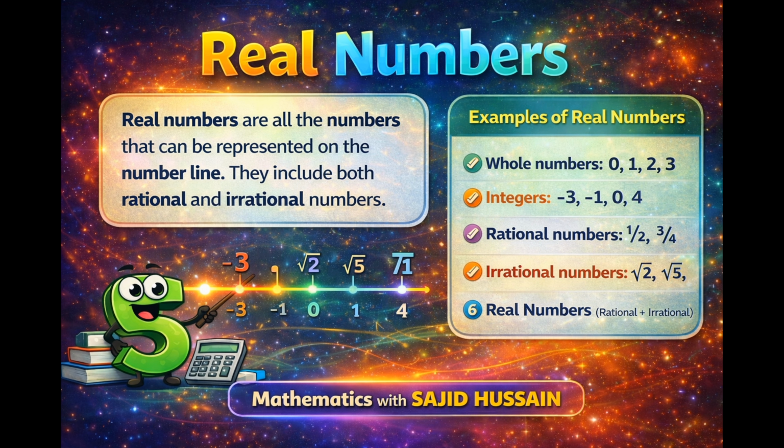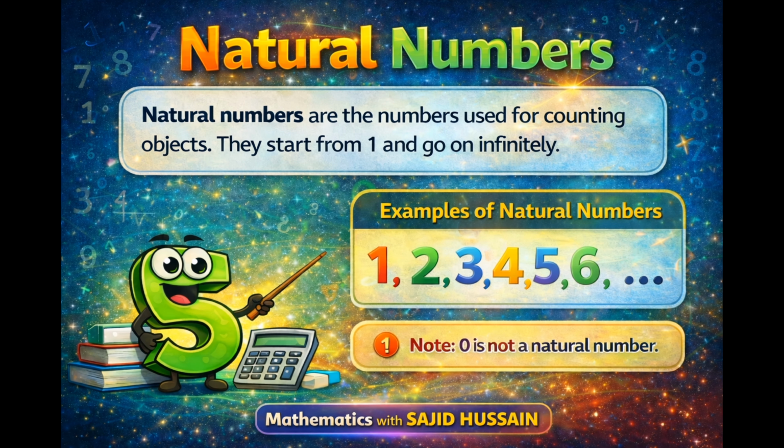Definition of real numbers. Real numbers are all the numbers that can be represented on the number line. They include both rational and irrational numbers. Examples of real numbers: whole numbers, 0, 1, 2, 3. Integers, -3, -1, 0, 4. Rational numbers, 1/2, 3/4, 0.25. Irrational numbers, square root 2, square root 5, pi. All these are real numbers.